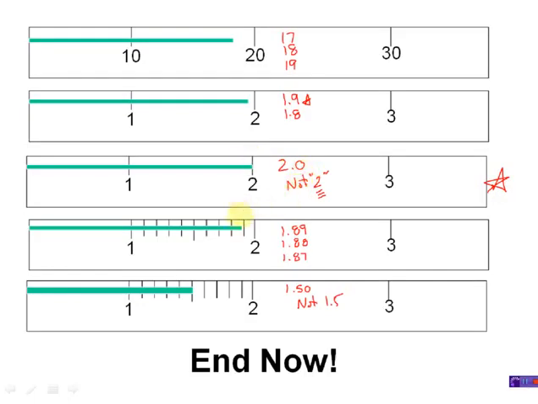Over here, I'm calling this 1.89, 1.88, 1.87. You know, any one of those is kind of good. I'd probably say this is the best. All right, and down here, the same way as in the third ruler, if you think it's directly on the tick mark, you got to call it out. You can't say 1.5. You need to say 1.50. And I say that because I know for certain there's a tick mark for the 0.5 right there, 1.5.